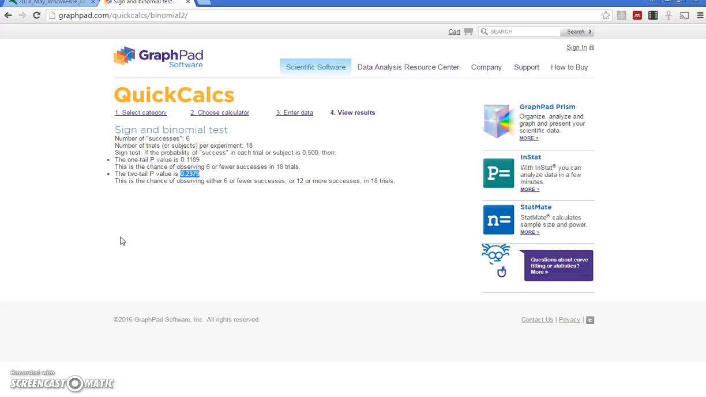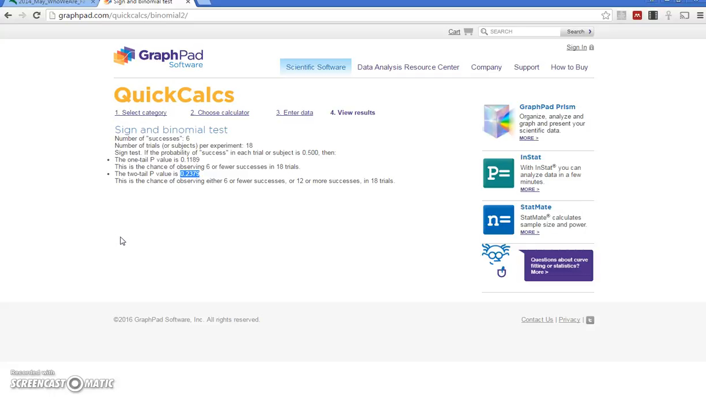0.2379. Well, that's not going to be significant. I'd have to be less than 0.05 to be significant. Therefore, I cannot reject the null hypothesis. Now, that's what we found, assuming that we should find half of the sample male.